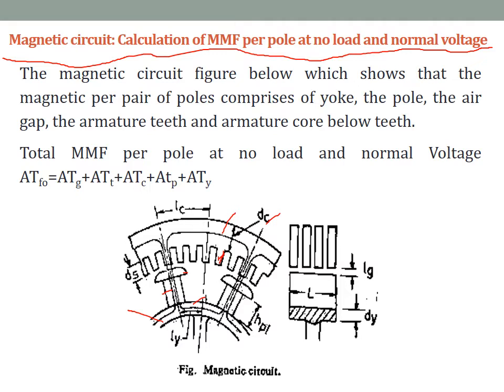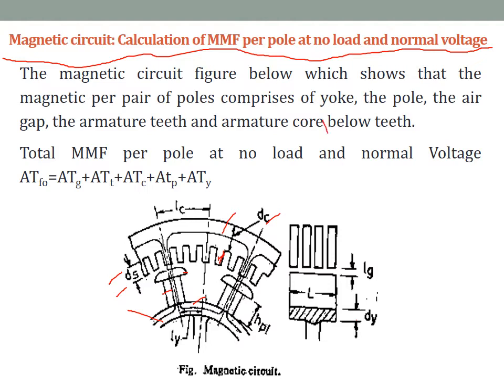Flux path in the core. So you can see depth of the slot here. Depth of the slot. This is the length of the air gap here. The depth of the yoke, like that. So now the magnetic circuit figure below shows that the magnetic circuit per pair of poles comprises of yoke, pole and air gap, armature teeth and armature core, shown below.